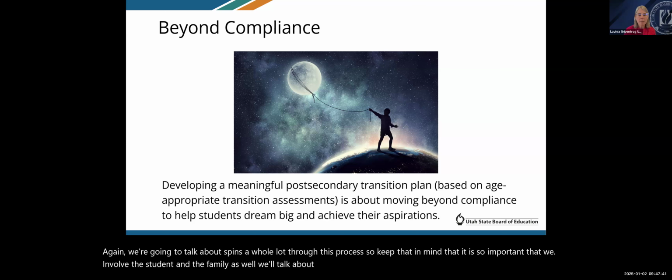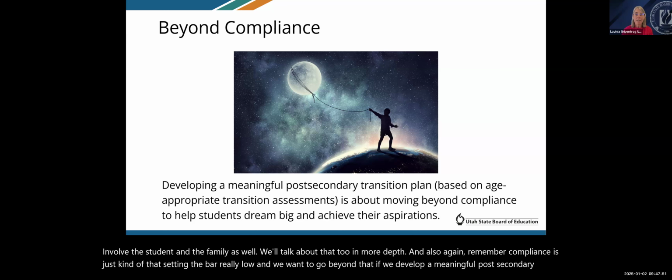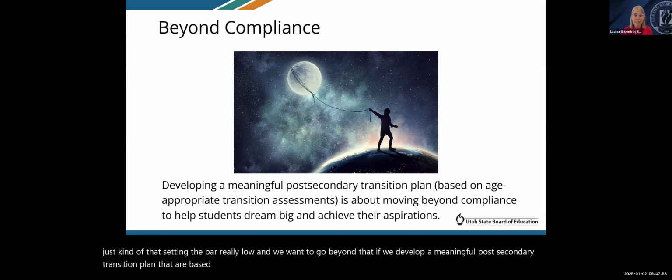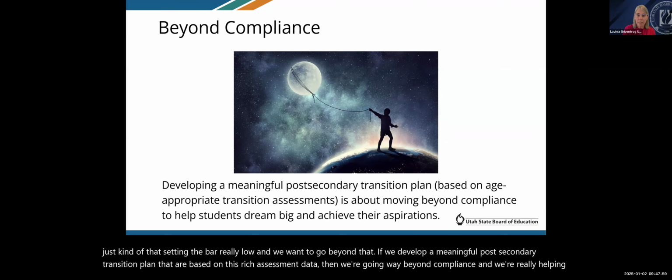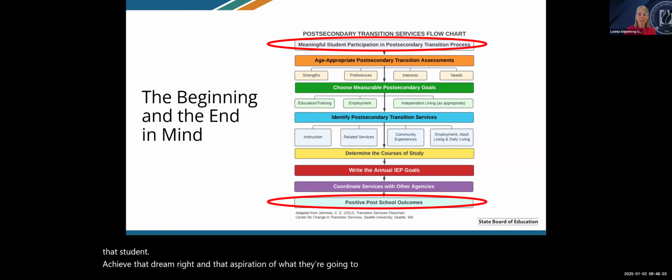And also, again, remember, compliance is just kind of that setting the bar really low, and we want to go beyond that. If we develop a meaningful post-secondary transition plan that is based on this rich assessment data, then we're going way beyond compliance, and we're really helping that student achieve that dream, right? And that aspiration of what they're going to do in their life after school.